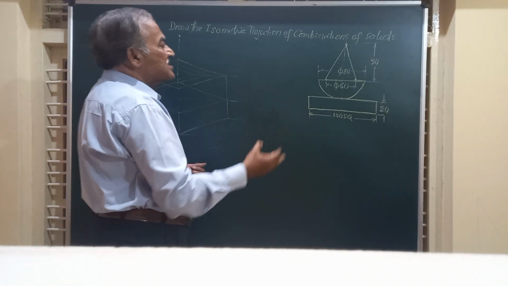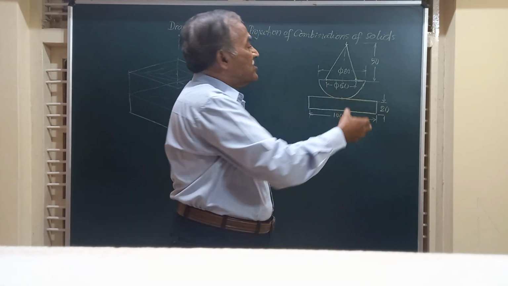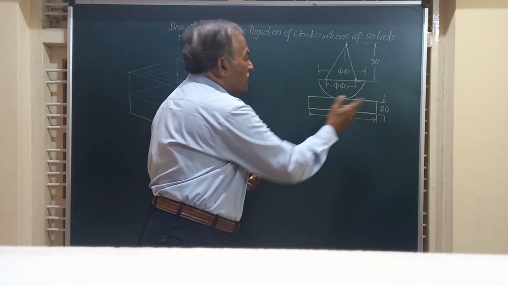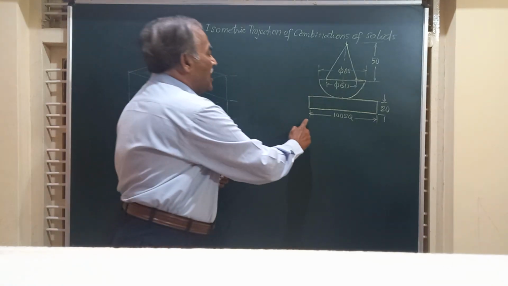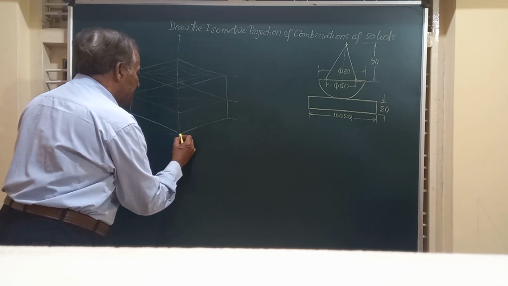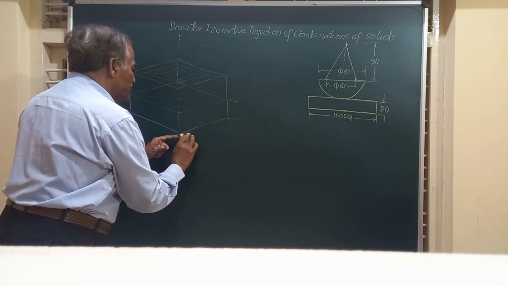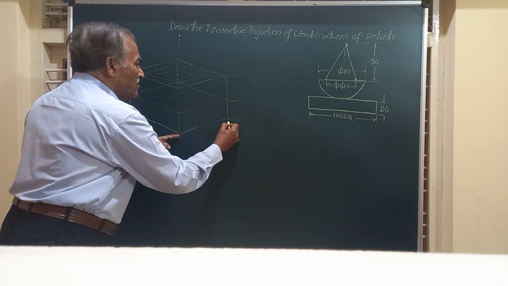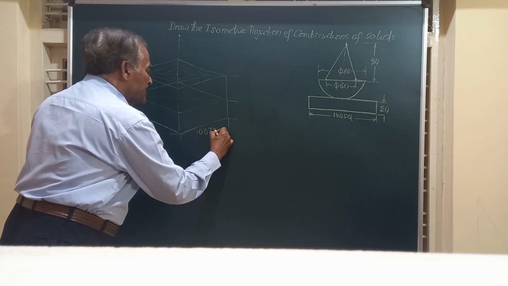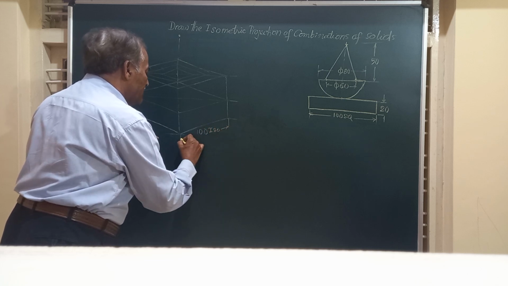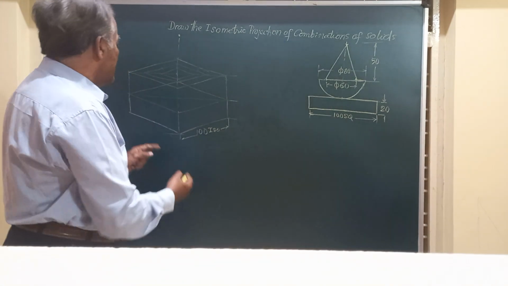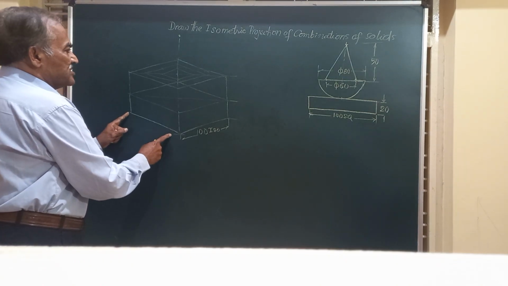Friends, let us commence the isometric projection from the base of the solid. In the base, we have a square block 100 mm by 50. So, friends, I'll take a reference line and mark a point. On this, I am going to mark a distance of 100 ISO. When I say 100 ISO, the total length of 100 is to be multiplied by 0.815, so it's actually 81.5 millimeter. Similarly, on the other end also you will have the same thing.